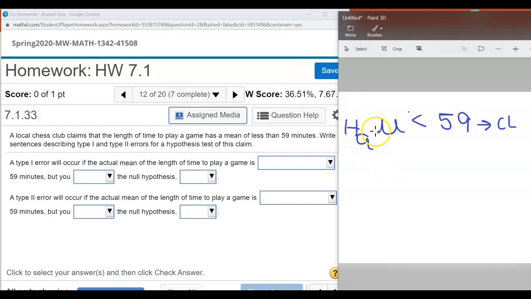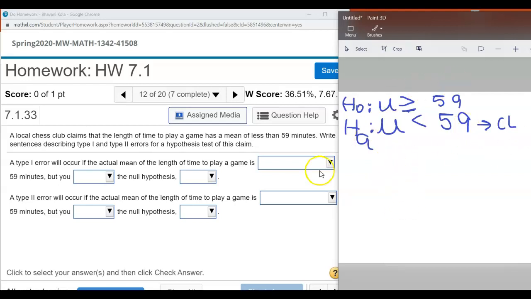Everybody with me? Okay, once I have my HA, what is my next step? I need to have my H naught. I always like to write my H naught on top of HA because that's how they are in the options too, so I don't get confused. Same thing, this is mu, this is 59. What changes? Only the sign. If this is less than, what do you think this should be? Greater than or equal to. Remember, if there's no equal to sign, it's not your H naught.